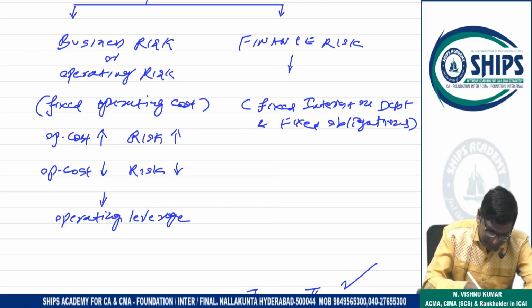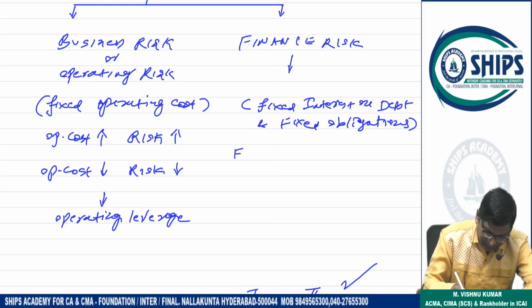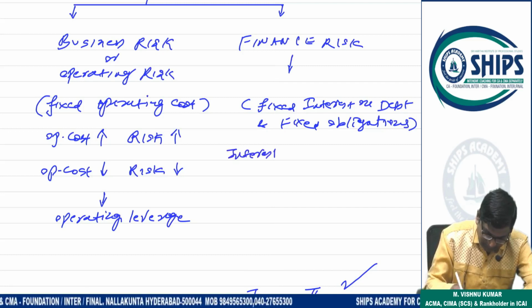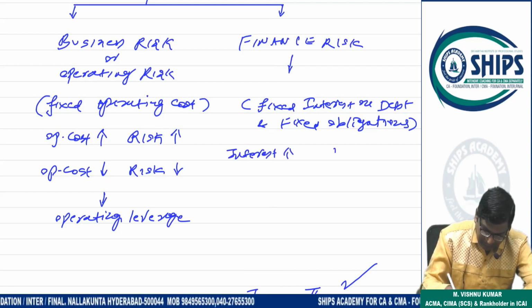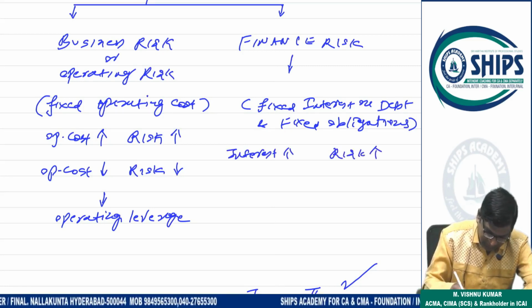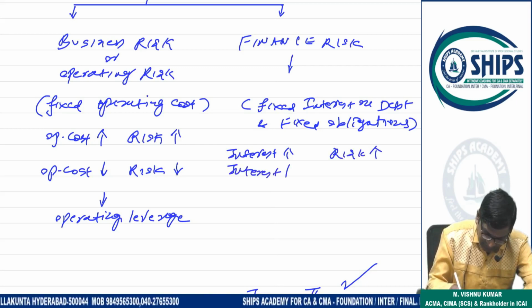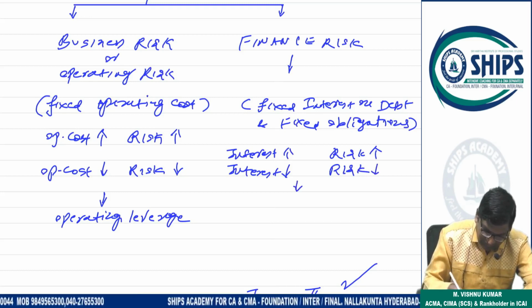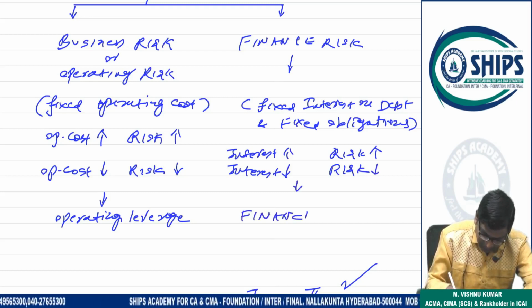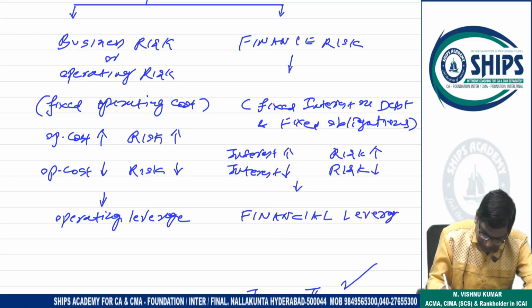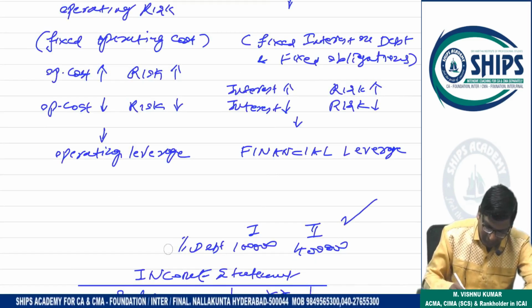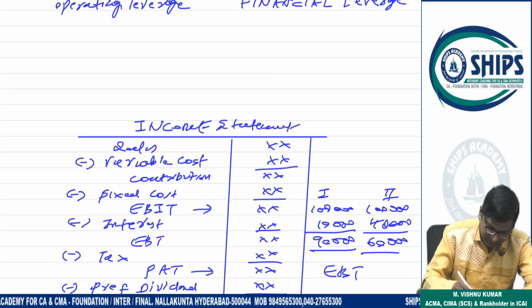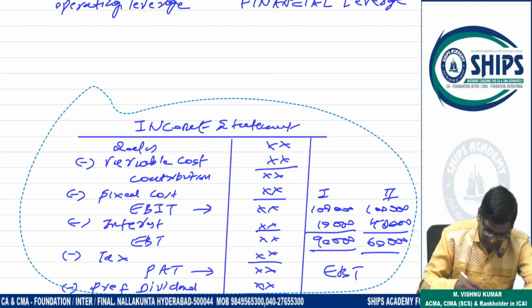Now if interest increases, then finance risk will also increase. If interest decreases, finance risk will also decrease. So this risk is measured by financial leverage. Now we are discussing how to calculate the leverages.